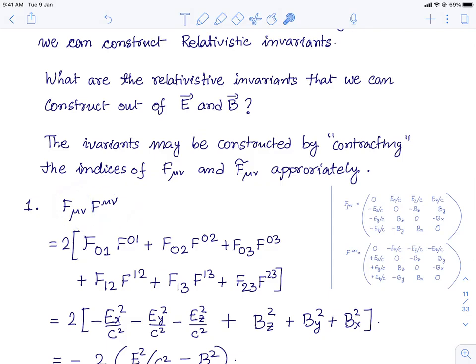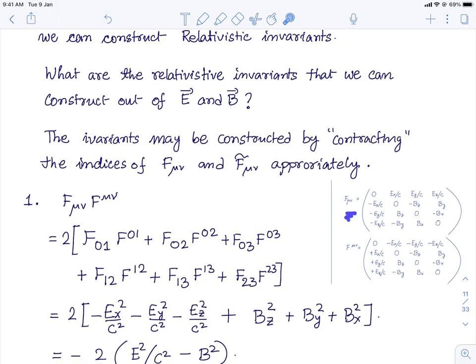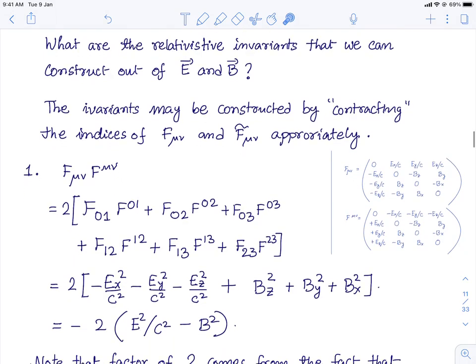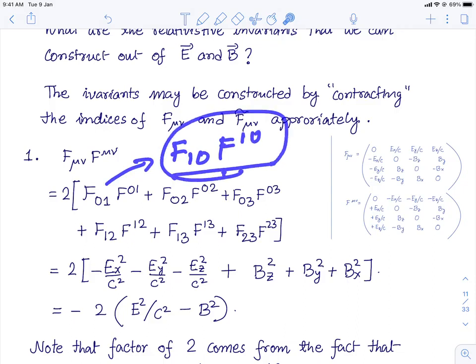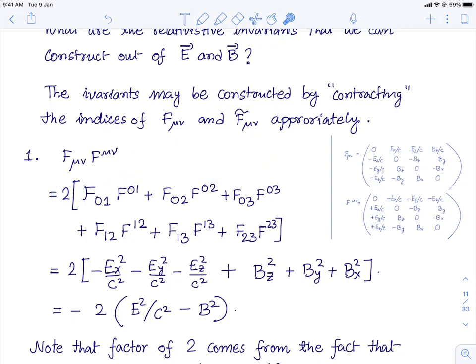Okay. So what is this invariant? If we write the components out and do this sum over the indices, then we'll see what it comes out to be. You can just read off. Firstly, there's a factor of 2 because all these individual terms I could have written down in a different way. This term I could have written as F10, F10 as well. So that gives me this factor of 2. I am not writing that other version. So this gives me the factor of 2.